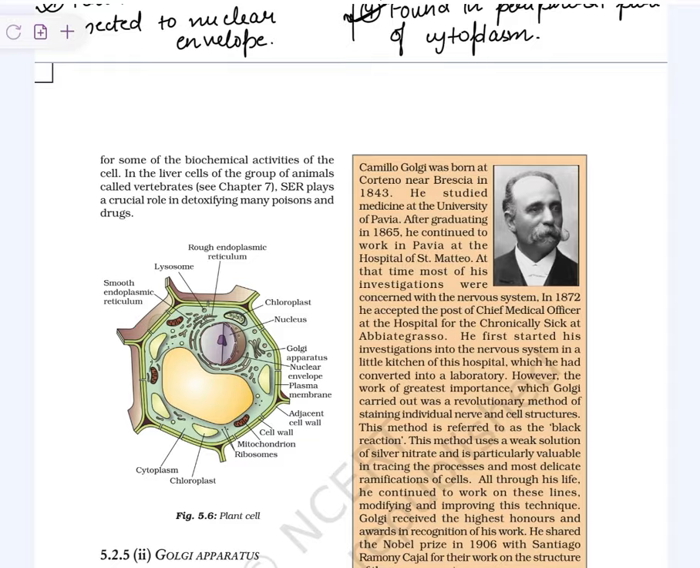It's a long process. Next, in the liver cells of the group of animals called vertebrates, SER plays a crucial role in detoxifying many poisons and drugs. Here we see another function of SER: in the liver cells of vertebrates, it plays a very important role in detoxification.